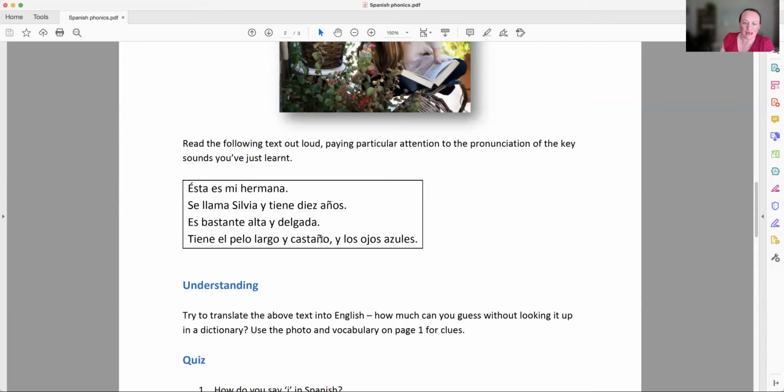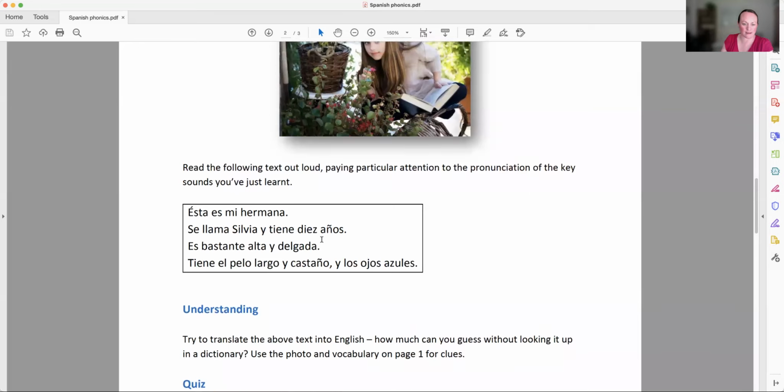Okay, so I'm going to read it again, and again you can copy, you can say it after me, or you can try to say it yourself again, and then check that your pronunciation is correct. Okay. Esta es mi hermana. Se llama Silvia y tiene 10 años. Es bastante alta y delgada. Tiene el pelo largo y castaño y los ojos azules.